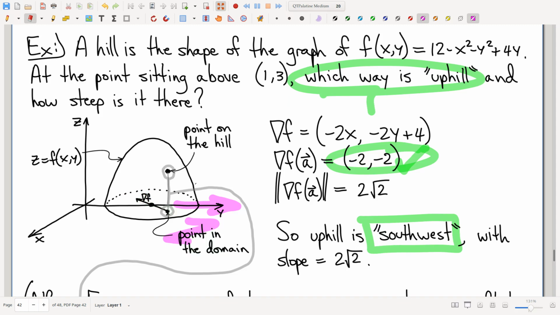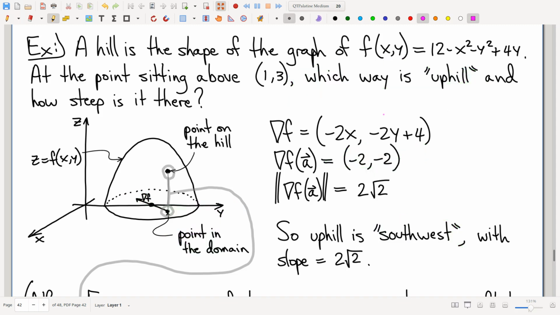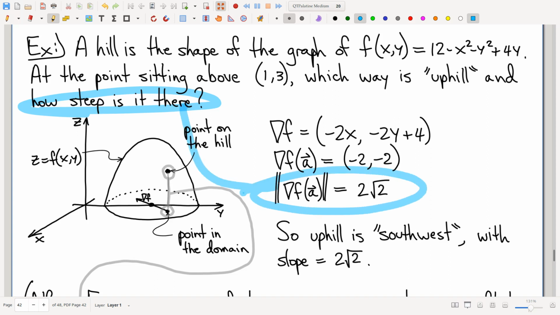Okay, and now the next question: how steep is the hill? Well, how steep the hill is means how steep is it as I go directly uphill, namely what is that maximal directional derivative, and the answer is the magnitude of the gradient. So notice this is very plug and chug. You compute the gradient, you figure out what direction it points, you figure out what its magnitude is. That tells you which way is uphill, and it tells you how steep the mountain is.